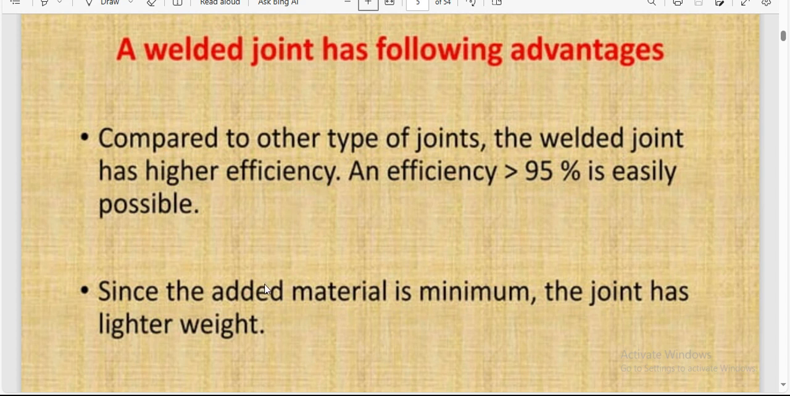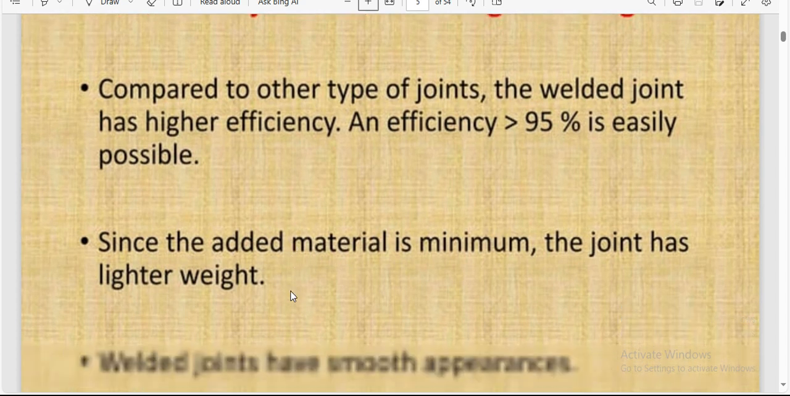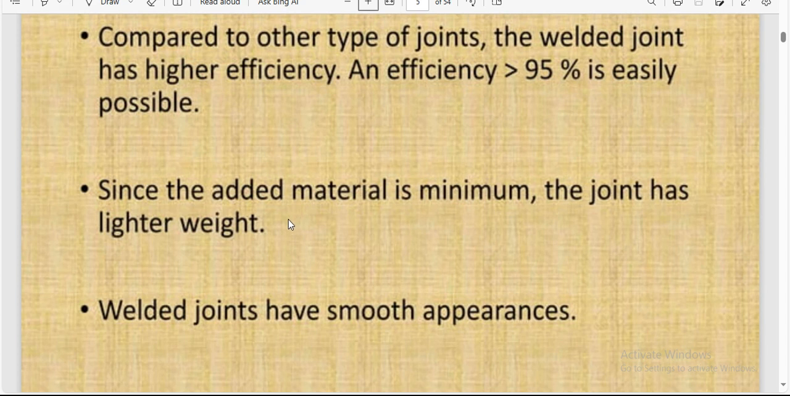Since the added material is minimal, which means the added materials, known as filler materials, used for joining two parts are minimal, the joint has lighter weight. When we join two parts, the weight of the materials is not increased, because only small amounts of joining material are added to join two base metals or base plastic materials.